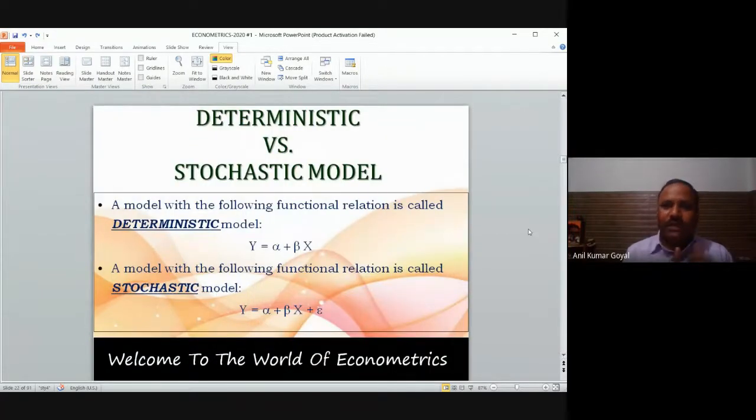Now it comes to deterministic versus stochastic models. A model with the function Y is equal to alpha plus beta x is called deterministic. A stochastic model is represented by Y is equal to alpha plus beta x plus error term. Can anybody tell me the difference between a deterministic and a stochastic model? Please come forward and discuss. This is a simple regression equation. One is deterministic and one is stochastic. So what is the difference? Can you appreciate it on the basis of the equation?